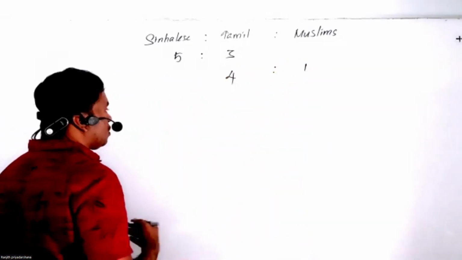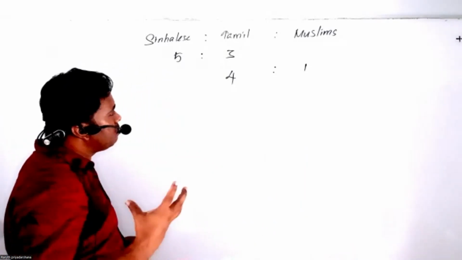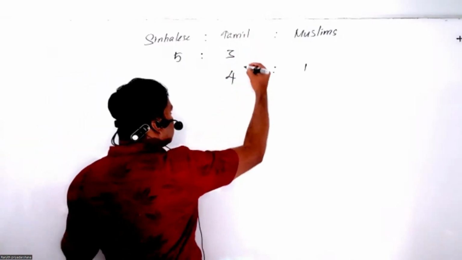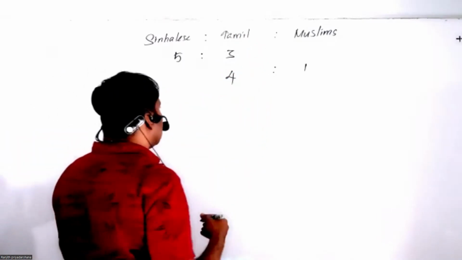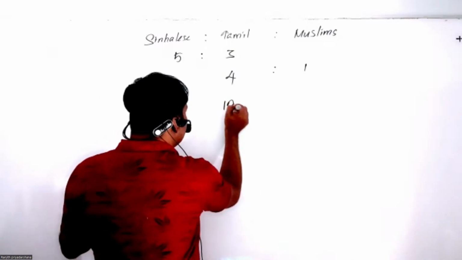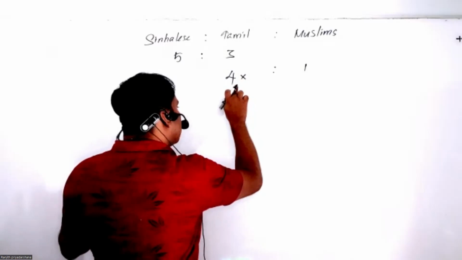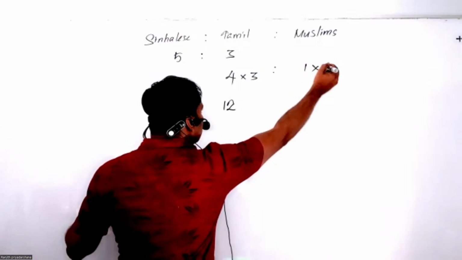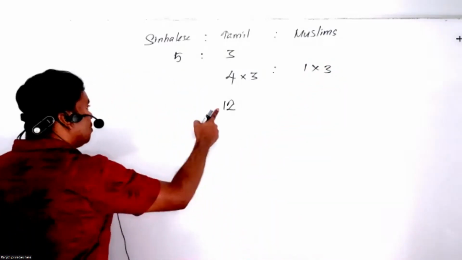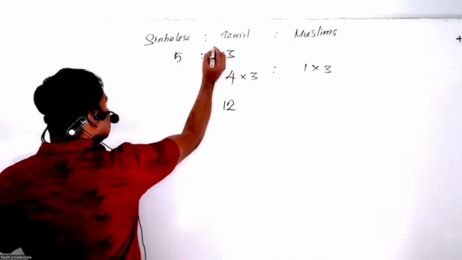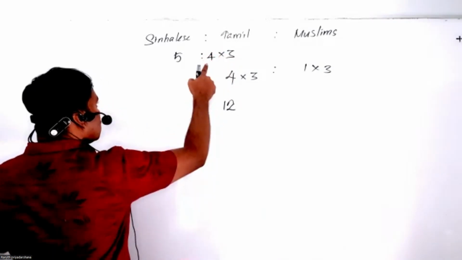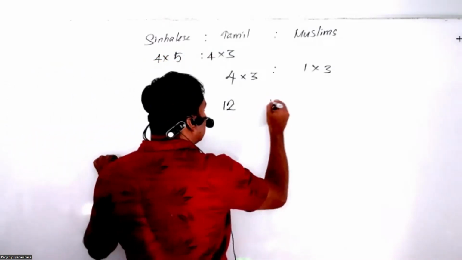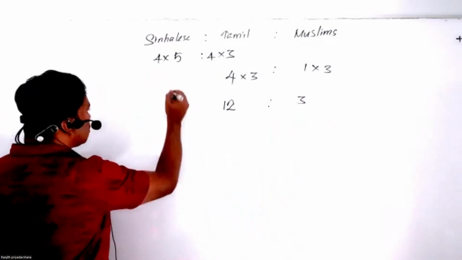Now, we have to consider the equivalent ratio. What's the least common multiple of 3 and 4? 12. So if you want to take that 12, you have to multiply this 4 by 3 and the associated 1 also by 3. Yes, to get 12 you have to multiply the Tamils by 4, then the associated 5 also by 4, 15. So you can get 12 to 3, and this side 20.